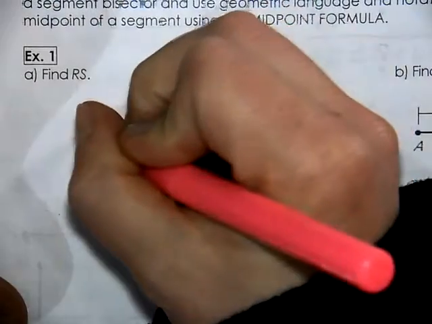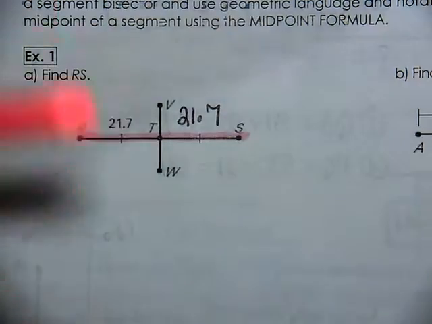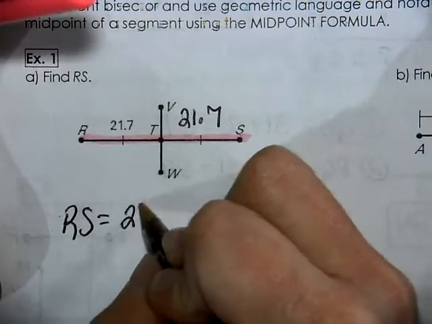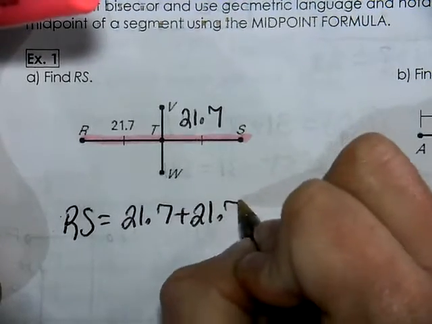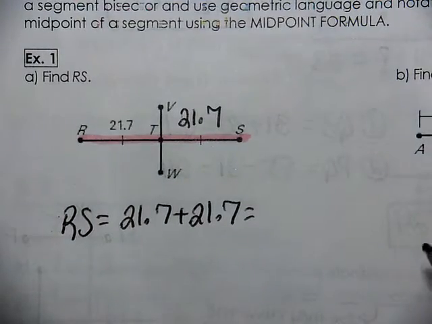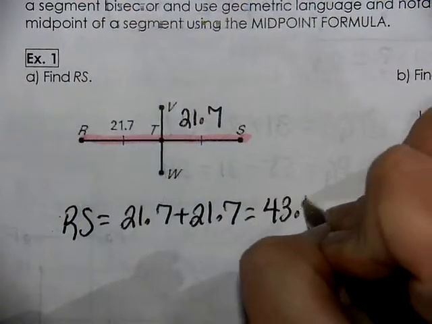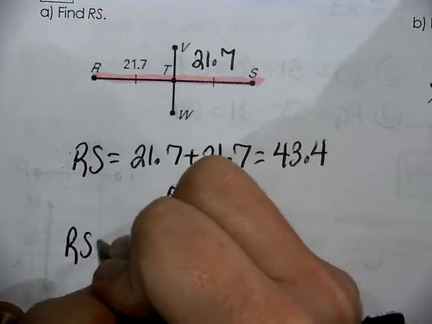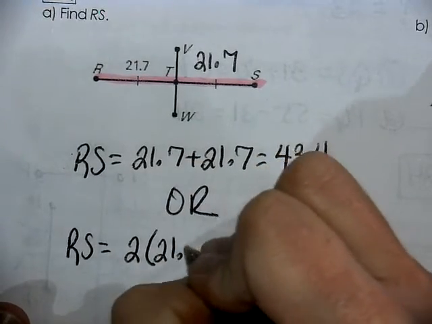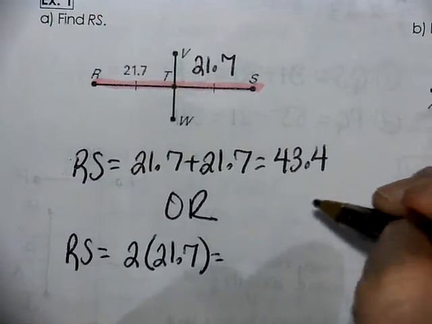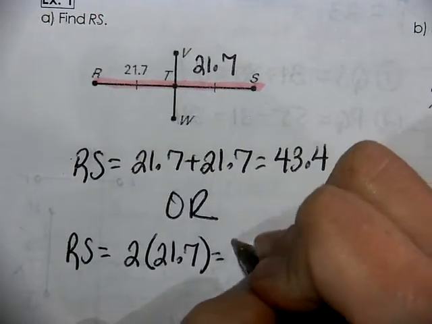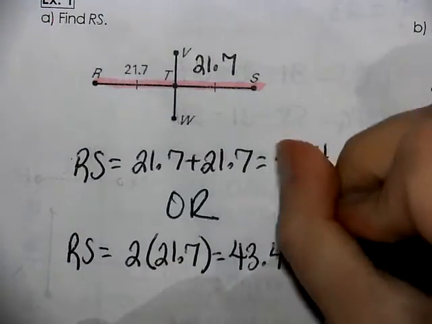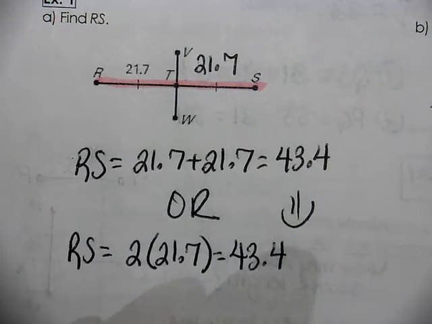So in order for us to find the full length of R to S, we are going to do one of two things. RS is 21.7 plus 21.7, and that is going to be equal to 43.4. Or another way that you could view this problem is that RS is equal to 2 times 21.7. 2 times 21.7 is also 43.4. So whichever way you want to do this problem, I'm good with. It just depends on what you see first.